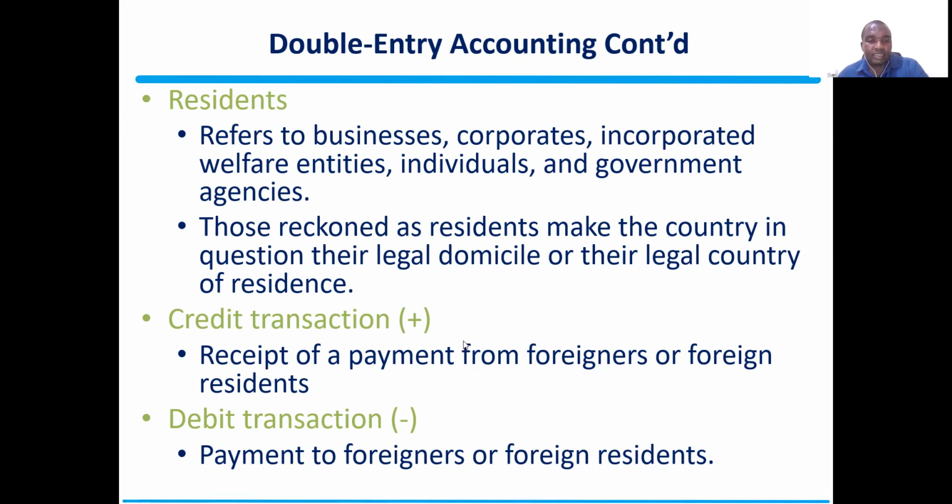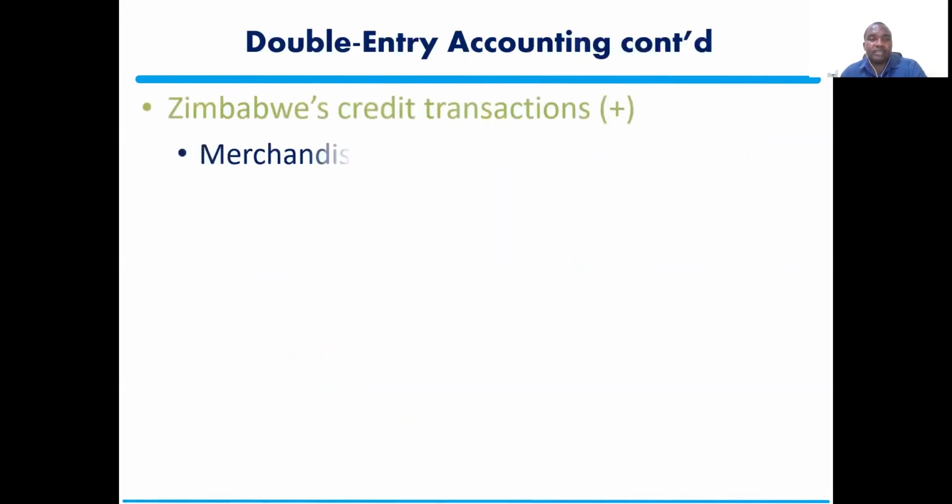So credit transactions are associated with the plus sign. These are receipts of a payment from foreigners or from foreign residents, either for goods or services, or goods and services. And then the debit transactions are associated with the minus sign. This is payment to foreigners or foreign residents for services rendered by those foreigners or for goods purchased from those foreigners.